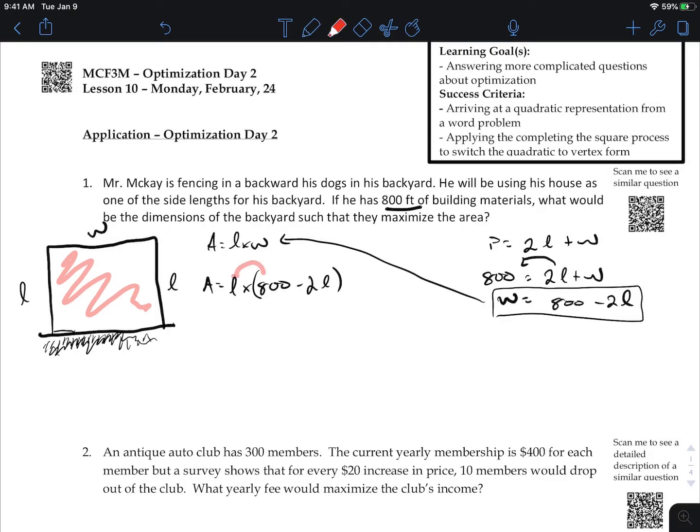So I'm going to take the L and distribute it in. We'll do more distribution later, like next unit. So I'm going to get 800L minus 2L squared. Then I'm going to say A is equal to, and I'm going to rearrange this so it looks a little bit nicer, something more familiar to you. Now I'm going to start this process: take this and move it up.